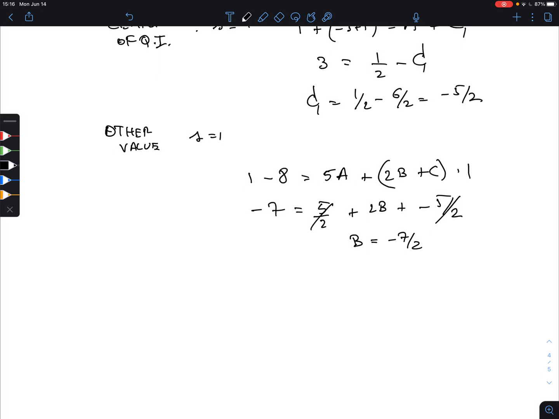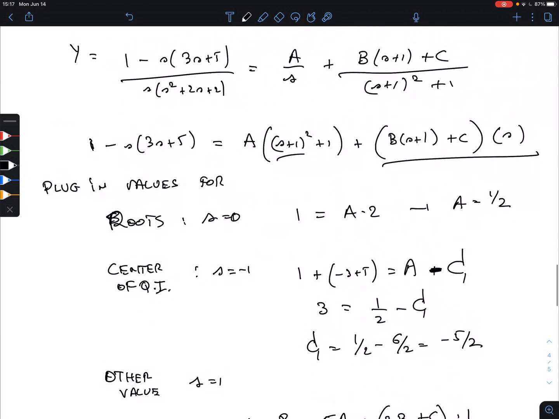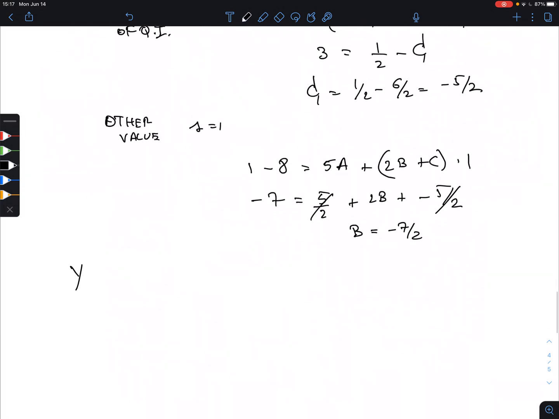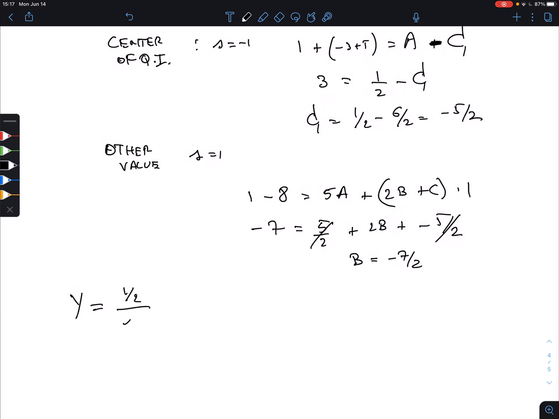Let me see, is this the thing? A half minus, yeah, I think I get the same numbers. So let's write down what we have. We find that y is written as a half over s plus minus 7 halves times s plus 1 minus 5 halves over s plus 1 squared plus 1.